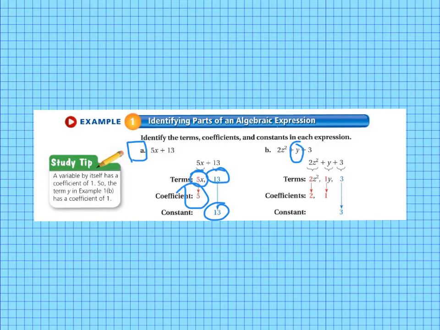Looking at letter B, we have 2z squared plus y plus 3. So the terms here are 2z squared, 1y, and 3. So those are all the terms, the parts of the expression except for the operation symbols. So we just don't include the plus signs. And our coefficients, the numbers that are sitting in front of the letters, are 2 and 1. And then the constant, the number that doesn't have a variable after it, would be 3.